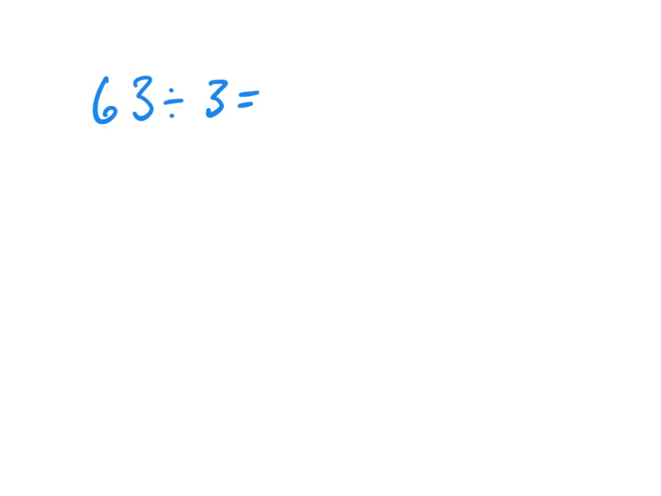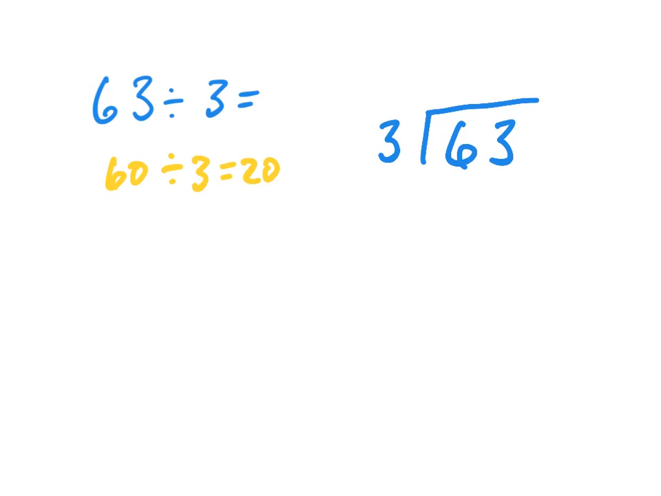Now we're going to actually practice solving division problems using long division. First step is to always come up with an estimate. If you look at 63, it's pretty close to 60, and I know that 60 divided by 3 is 20, so I'm guessing somewhere in the 20 range. All right, now to actually set up this problem, the dividend, the number being divided, goes inside the house, and the divisor, the number doing the dividing, goes outside the house.